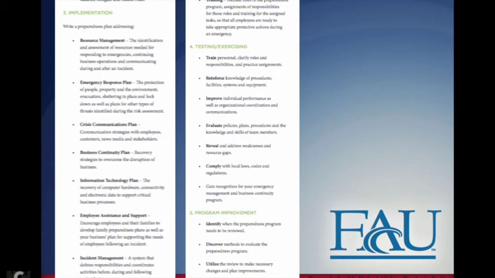This should be written up in a preparedness plan that includes resource management, emergency response plans, crisis communications plans, business continuity plans. That's what we were just talking about with IBM. Information technology plan, employer assistance and support, incident management and training. So a number of different categories that can in themselves have significant components within an overarching plan, or a set of plans that help with promoting the resilience.